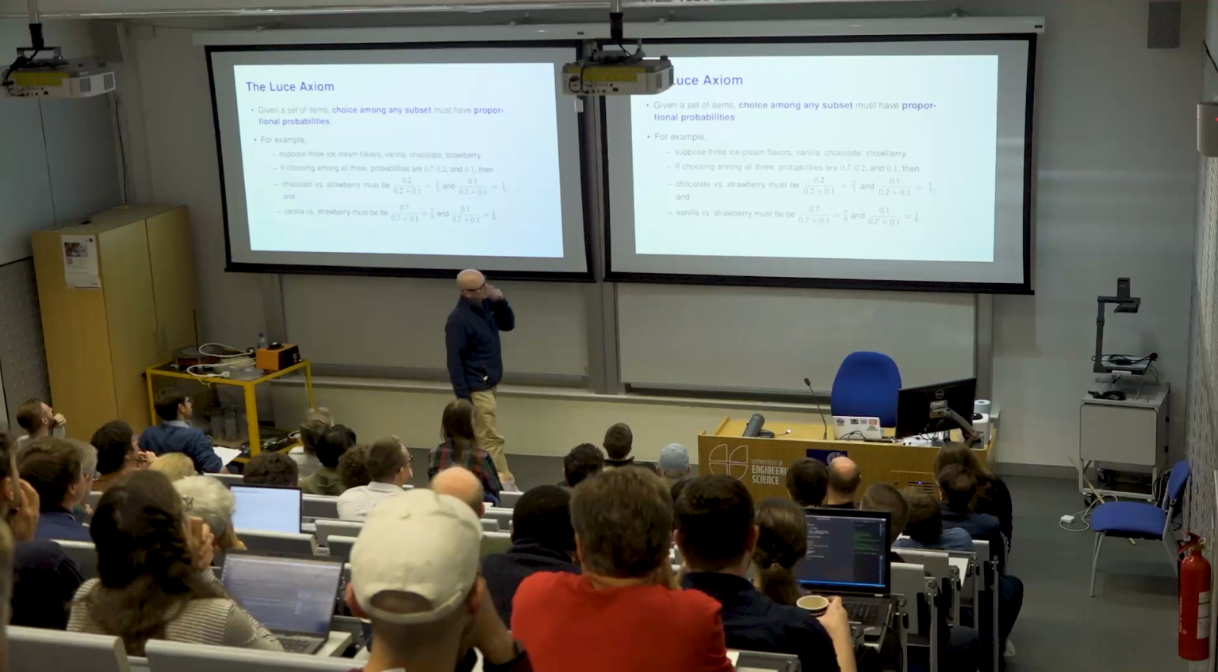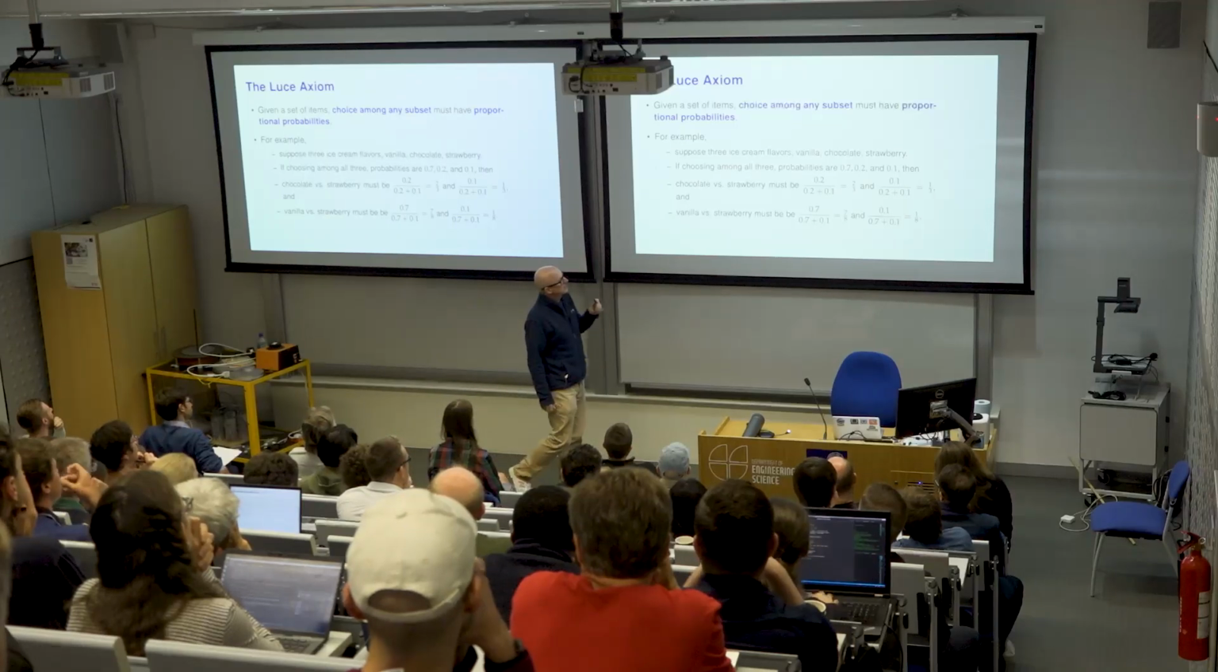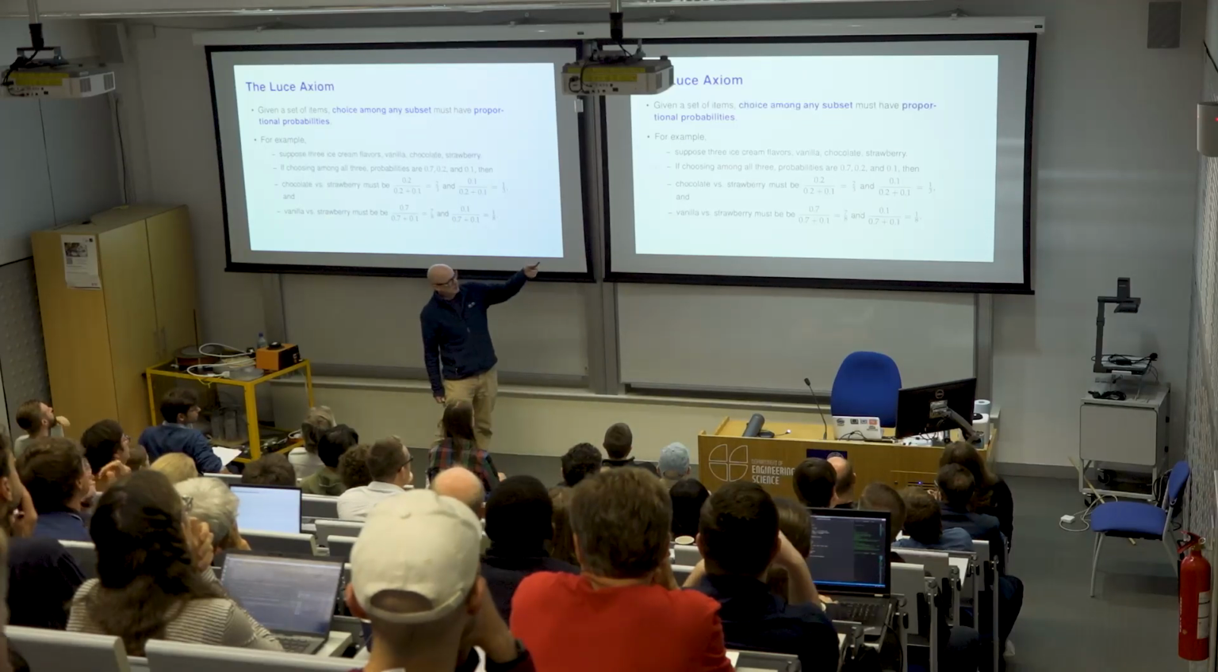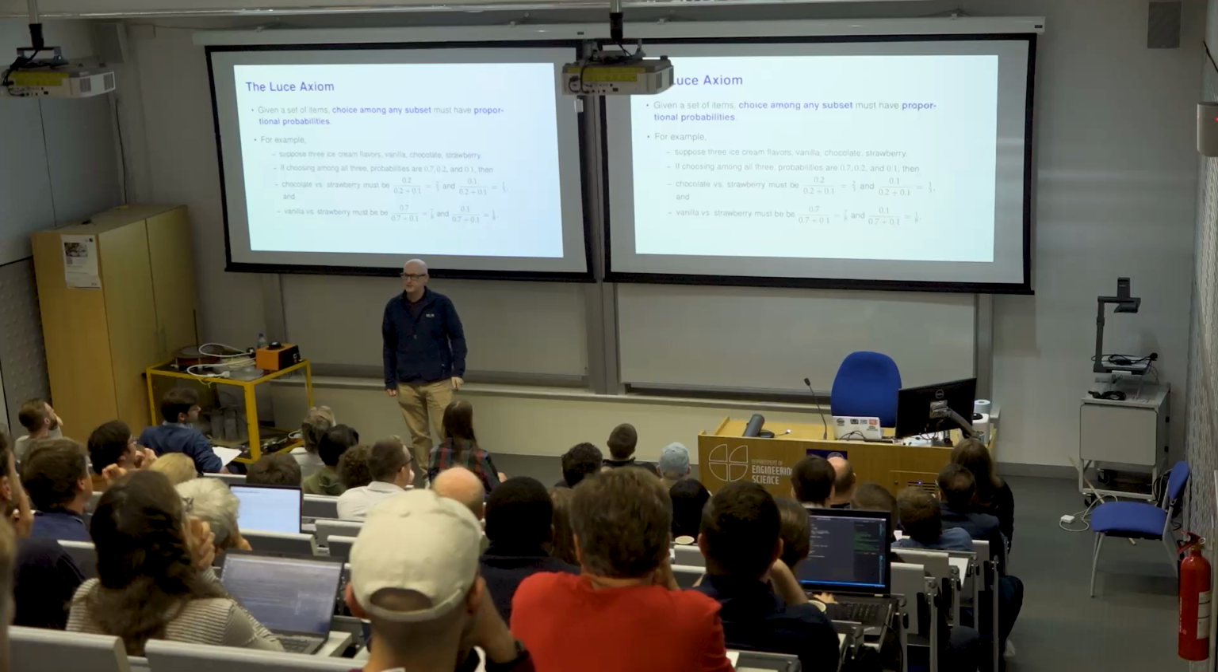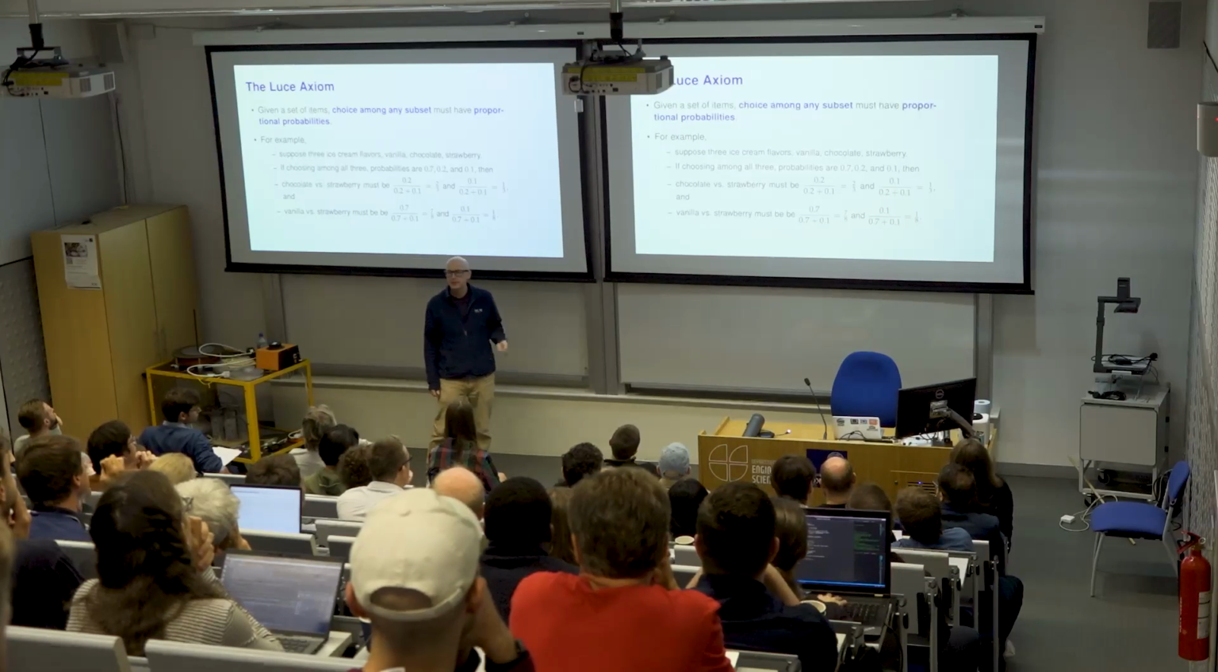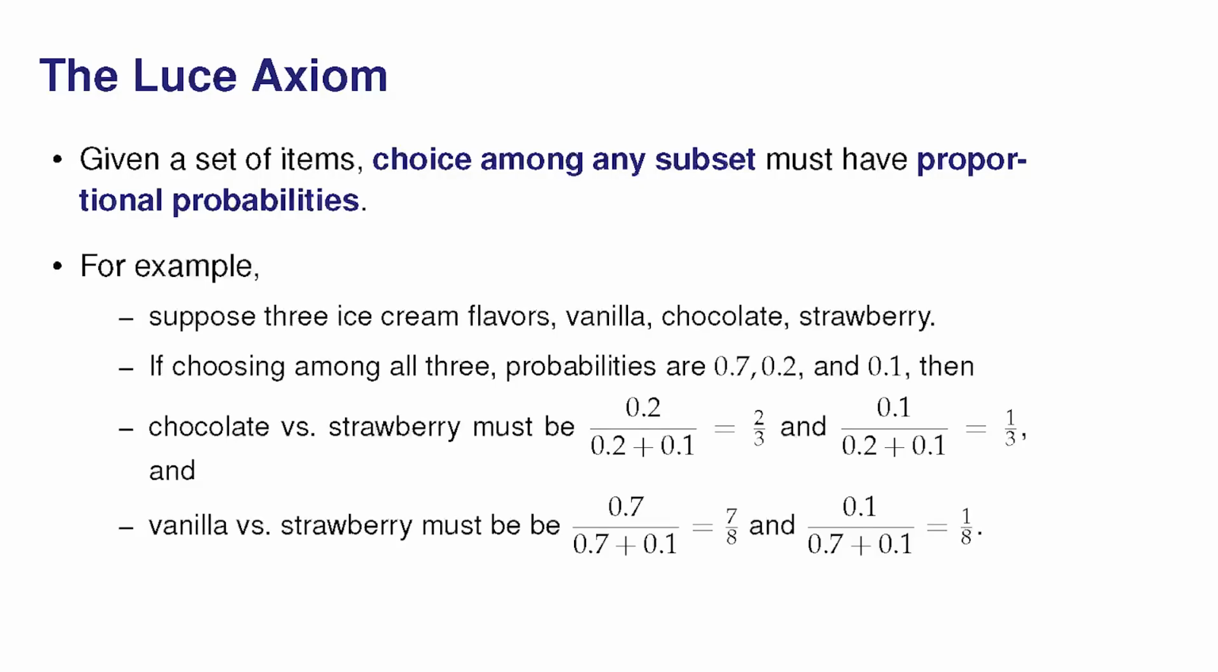So I have an example here. If you have 3 ice cream flavors, vanilla, chocolate, and strawberry, let's say they're 0.7, 0.2, and 0.1 is the probability that you're going to choose one of those at any given time. Then if I give you just chocolate and strawberry, then the ratings have to be proportional. So I've just standardized and normalized them there.